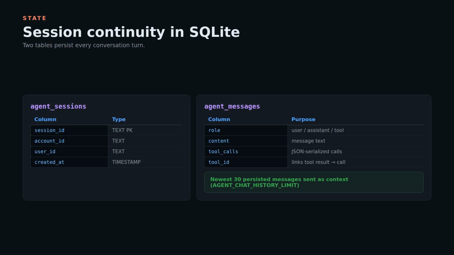Conversation state lives in 2 SQLite tables. Agent sessions store the session, account, and user identifiers. Agent messages store every turn, user, assistant, and tool, along with serialized tool calls and the tool ID that links each result back to its call. The newest 30 persisted messages are sent as context by default, and that bound keeps prompts predictable.